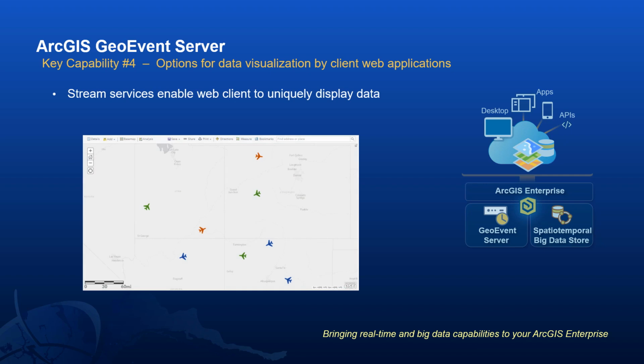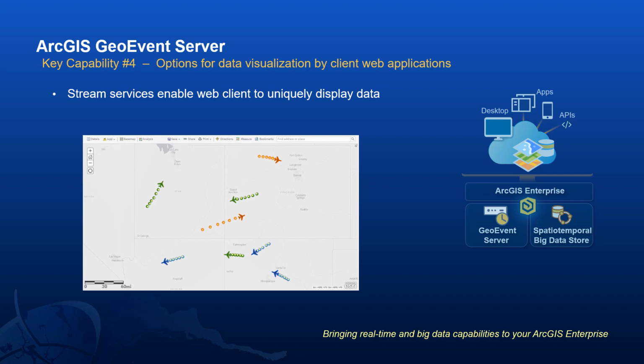Stream layers are another way of visualizing real-time data from GeoEvent Server. Using WebSockets, streaming data can be broadcasted from GeoEvent Server directly to the client consuming the stream layer. It's actually the web client that can then be used to uniquely display streaming data. For example, in the web map shown before you, the stream layer is used to display unique feature renderings for each aircraft. Each aircraft is essentially symbolized with a different color.